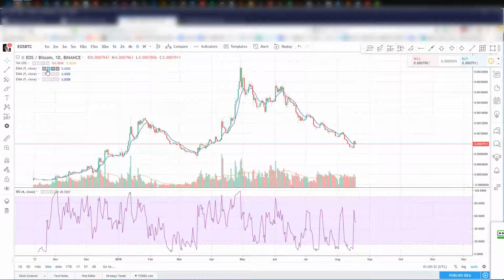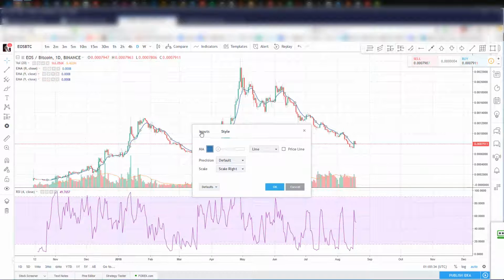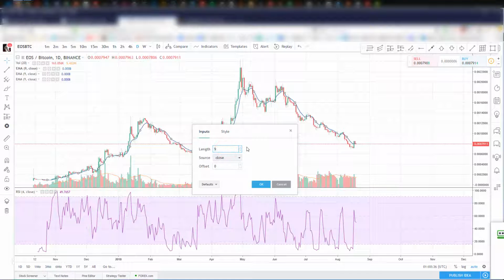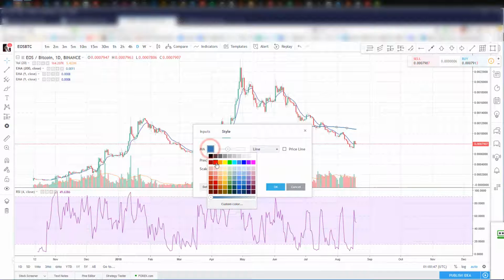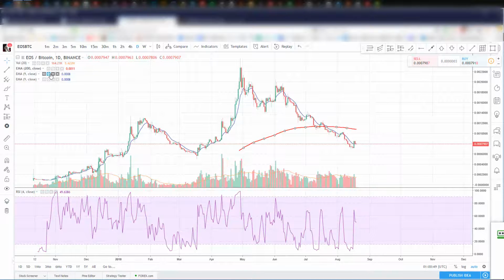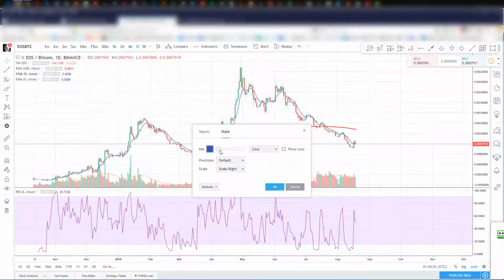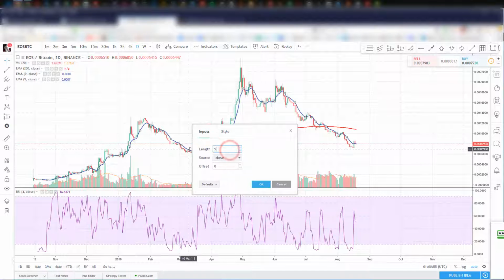Now let's update our moving averages. We're going to create a slow moving average. We're going to make this, let's say, the 200. We'll go for longer trends, and we'll make that a red line. I like to make my moving average lines a little bit bigger so I can see them. Now we'll make this one the 50. We'll keep it blue. Go to input and make it a 50.